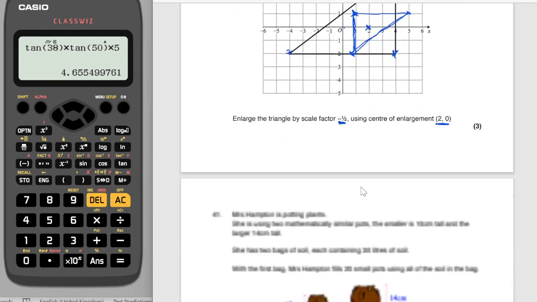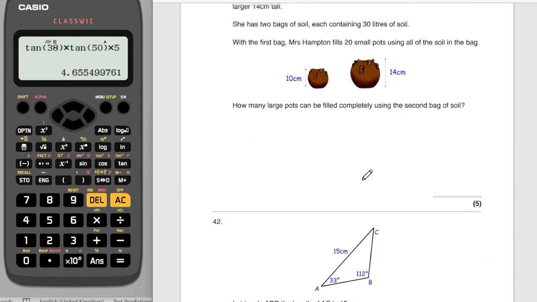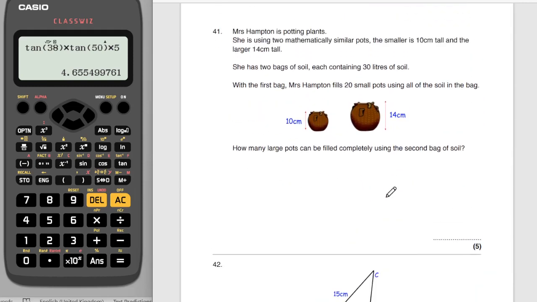Okay, 41. Mrs. Hampton is potting plants. She is using 2 mathematically similar pots. The smaller pot is 10 centimeters tall and the larger pot is 14 centimeters tall. She has 2 bags of soil, each containing 30 liters of soil. With the first bag, Mrs. Hampton fills 20 small pots using all of the soil in the bag. How many large pots can be filled completely using the second bag of soil?